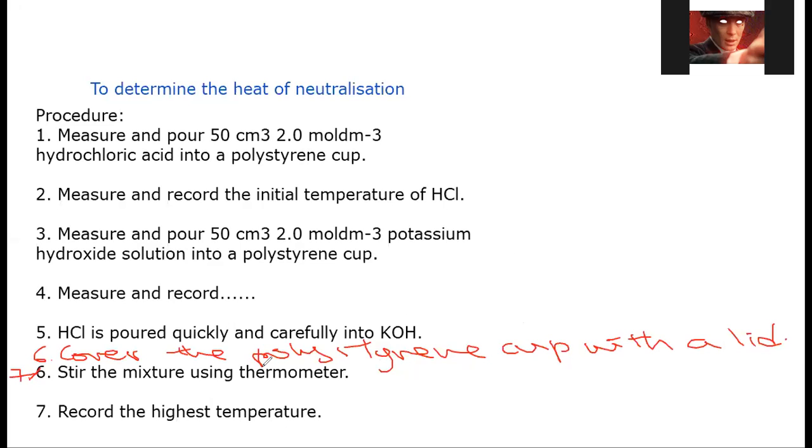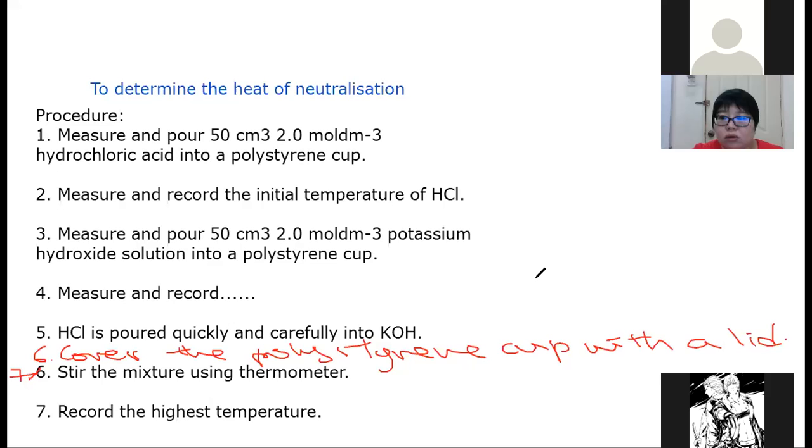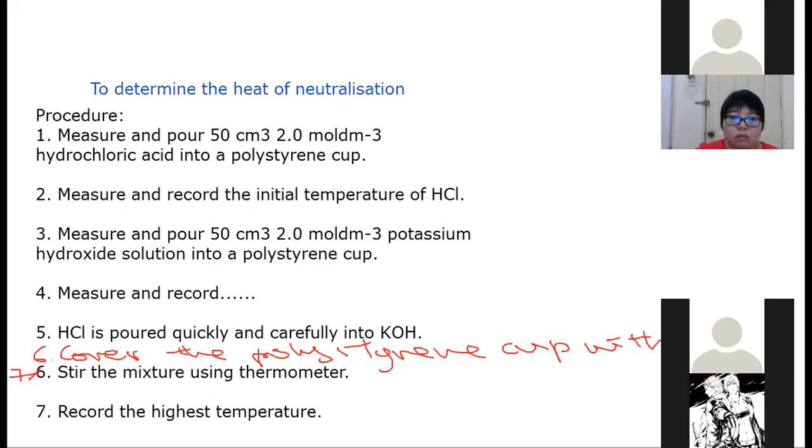Kajen, what should be added in here? Are you there? Stir the mixture using thermometer. Start with the alphabet C. Constantly. No, constantly. Con also, but with a T.